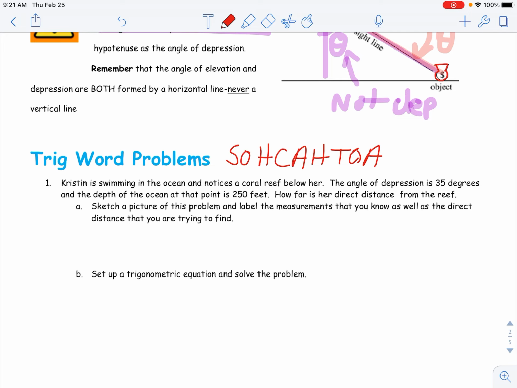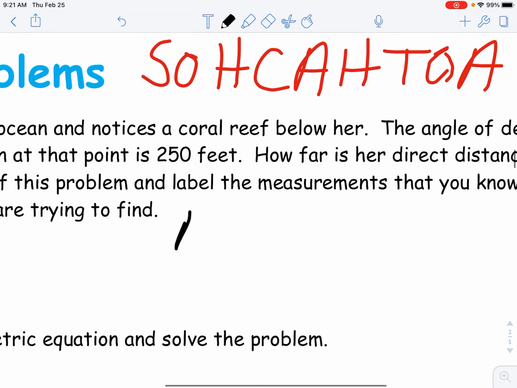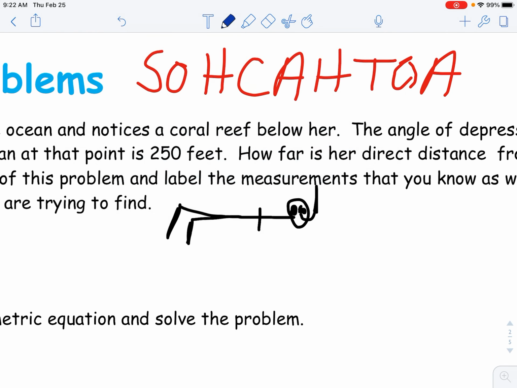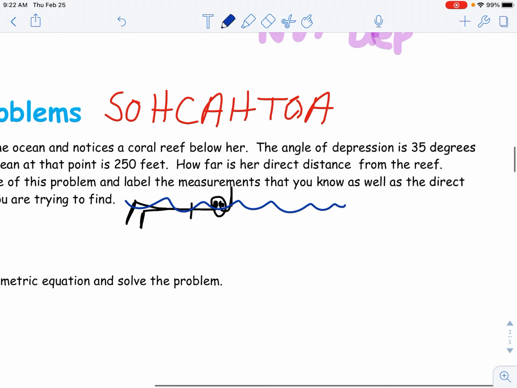All right, so we're going to sketch a picture. So this is super important. All right, so here's a scuba diver with their fins on, snorkel, goggles. All right, water.